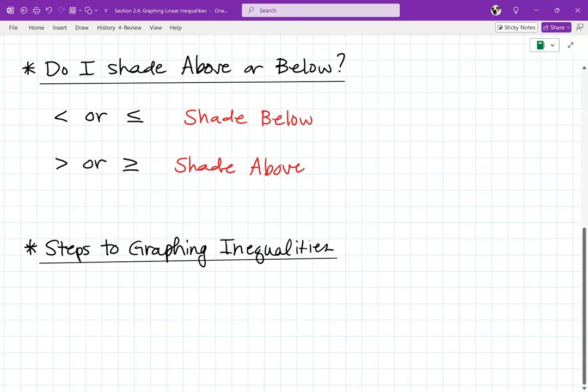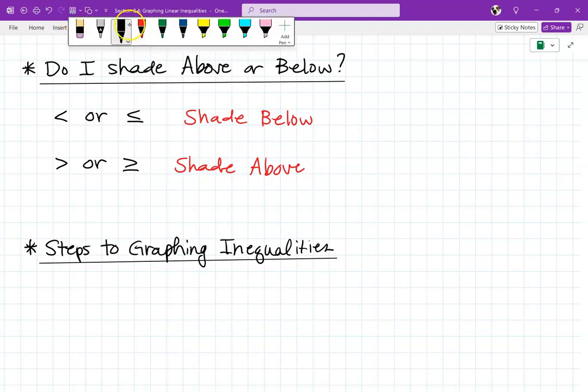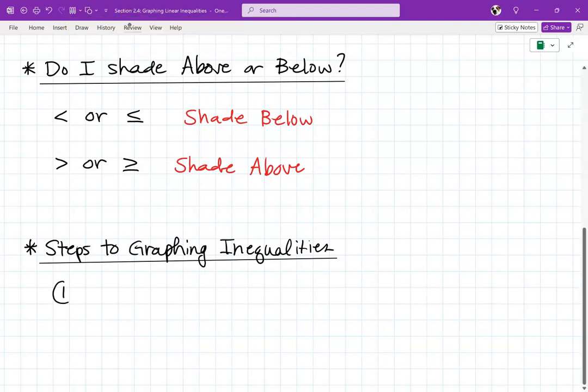Steps to graphing inequalities. So we have step number 1. Solve for y. And I'm going to put right here, this is an optional step, right? Because it may already be solved for y, so you may not need to do that step.